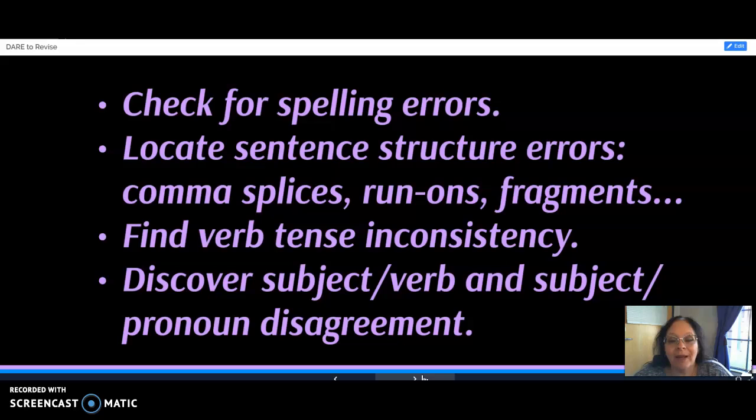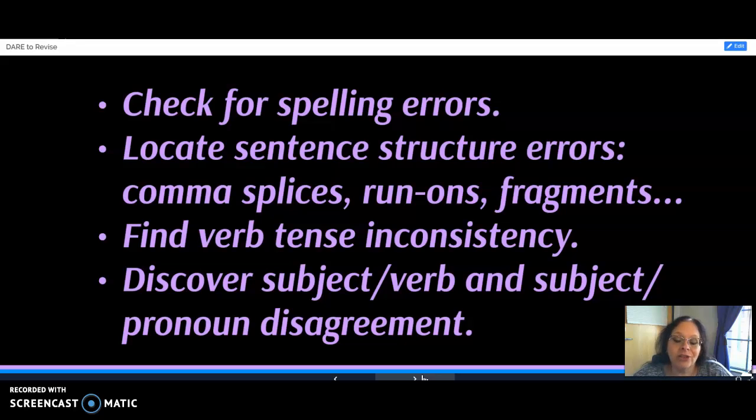Small stuff could be spelling errors. Yes, our computers do underline spelling errors, so we can right-click and find out what word they suggest. Sometimes they miss it. Form and from are both spelled correctly. Dessert and desert are both real words, so just because you're missing an S when you're talking about a dessert does not necessarily mean the computer's going to underline it. So you have to do your own spell checking.